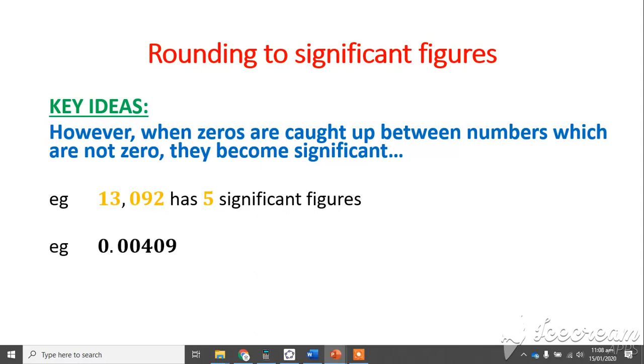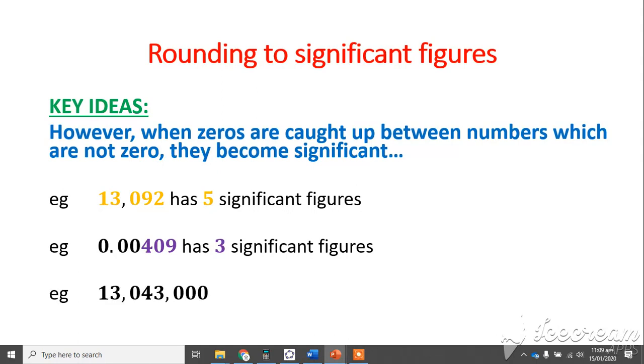What about 0.00409? Well, this 0 is caught up between these 2 numbers that are not 0, so it suddenly becomes 3 significant figures. Remember, the zeros at the start are not significant, but the 0 caught up in the middle is. What about 13,043,000? This 0 is caught up between these non-zero digits, so it becomes 5 significant figures, and the zeros at the end are not significant.